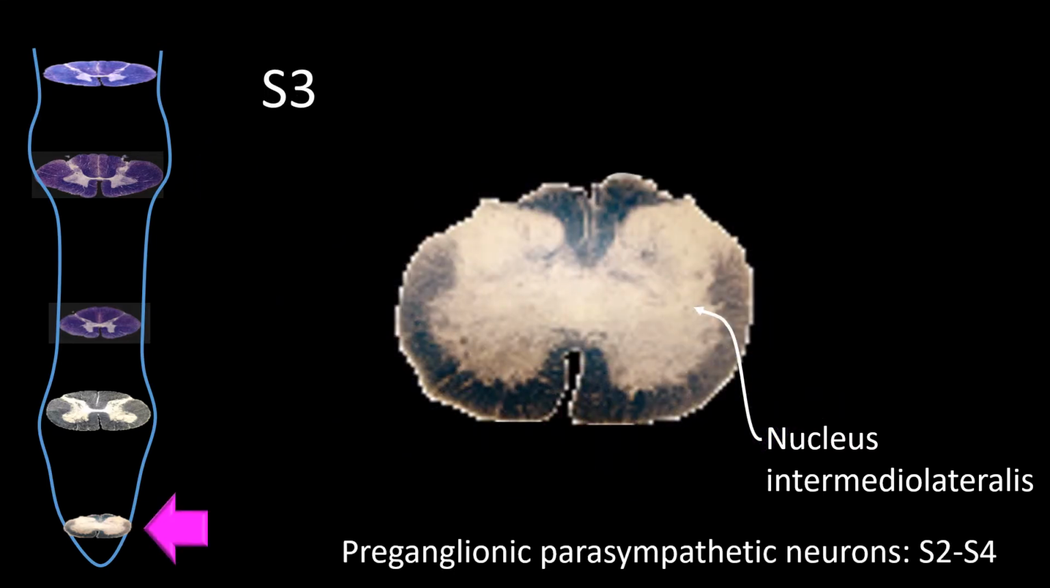The nucleus intermediolateralis is made of preganglionic parasympathetic neurons in segments S2, S3, and S4. At these levels, we also find the nucleus of Onuf, which innervates different pelvic floor structures. This nucleus has the distinction of having been named after the nickname of the one who discovered it, Bronislaw Onufrowicz.